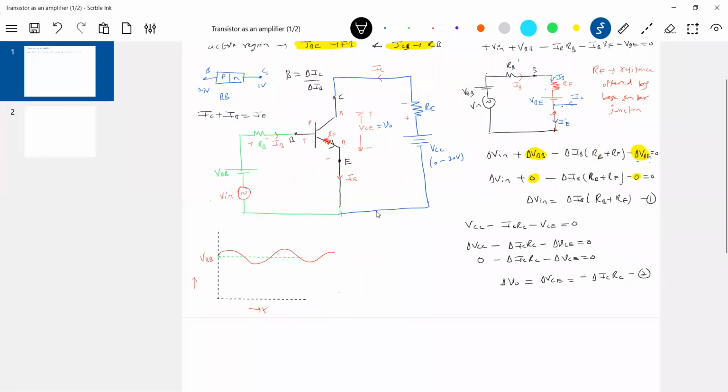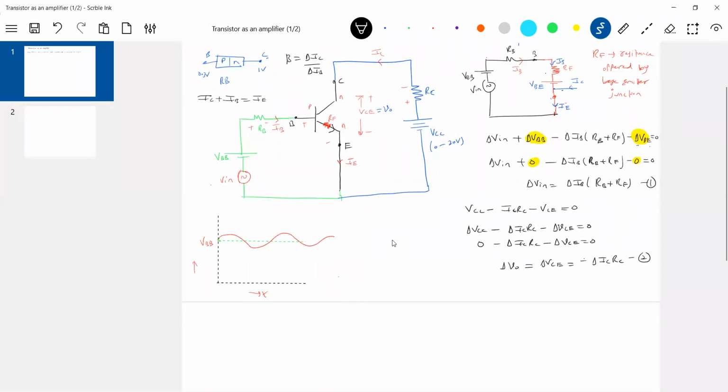Nothing is there. Say like, sir, I don't know the working of a transistor. Not needed. Sir, I don't know minority carriers, majority carriers. Nothing is needed. Just KCL, KVL here. Okay, now finally, voltage gain will be defined.